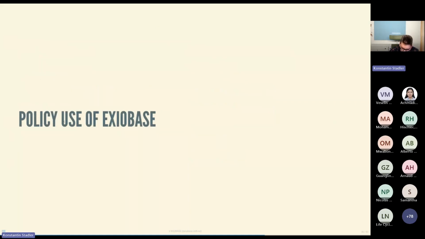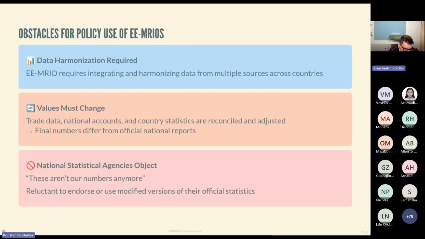There was already a lot of uptake of Exiobase in policy. There is one problem with that. If we look into specific countries, we have to do a lot of data harmonization to compile a globally consistent system for Exiobase, which means that individual country levels, imports, exports, inter-industry relationships, final demand values are changed from their official statistics. And national statistical agencies don't like that.